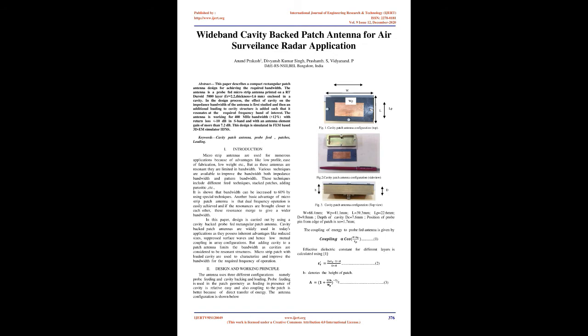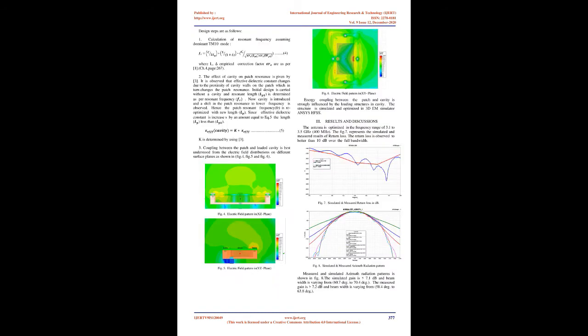WP, W, LP, L. Fig 1. Cavity patch antenna configuration, top. Fig 2. Cavity patch antenna configuration, side view. H, D. Fig 3. Cavity patch antenna configuration, top view. W equals 68.4 mm, WP equals 41.1 mm, L equals 39.3 mm, LP equals 22.6 mm, D equals 9.8 mm, depth of cavity DC equals 7.6 mm, position of probe pin from edge of patch is X0 equals 1.7 mm.